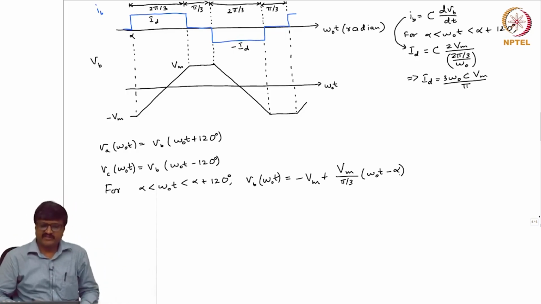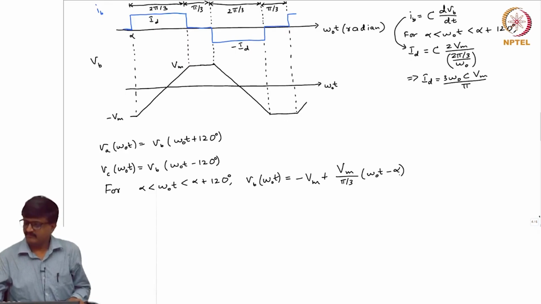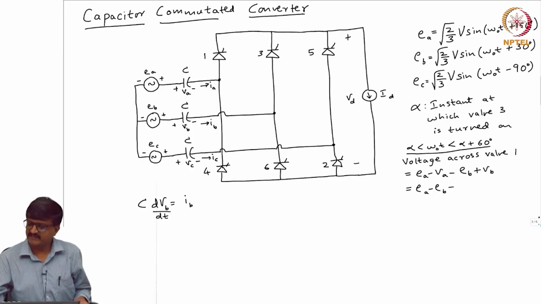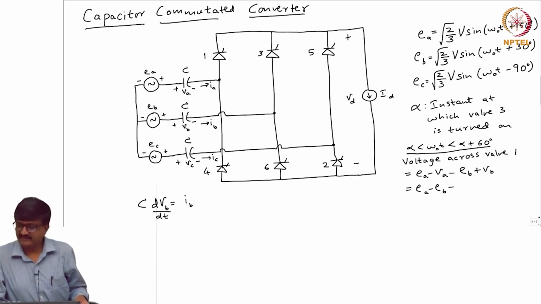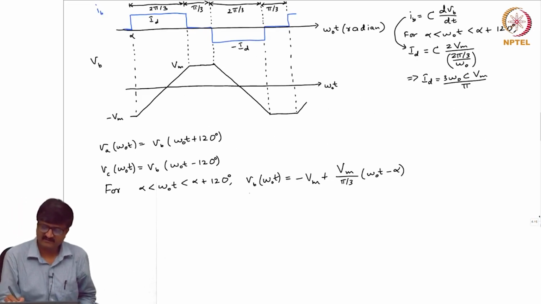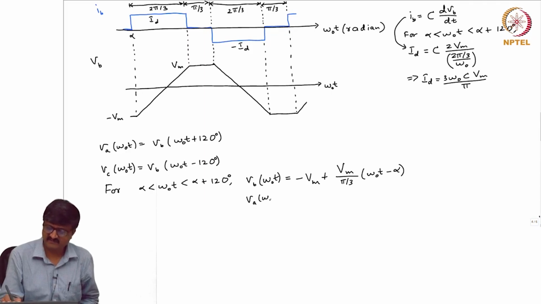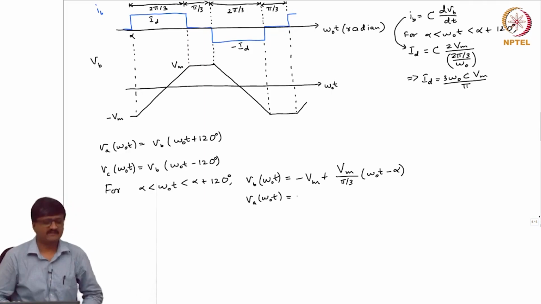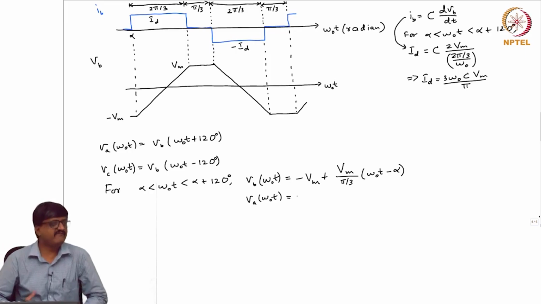So we know the expression for VB. Let me come back to the previous page. Why I want this expression for VB is that I want the voltage across valve 1, the outgoing valve, from alpha to alpha plus 60. That is in terms of VA and VB. We got the expression for VB. What is the expression for VA? We know that VA and VB are identical except that VA leads VB by 120 degrees.